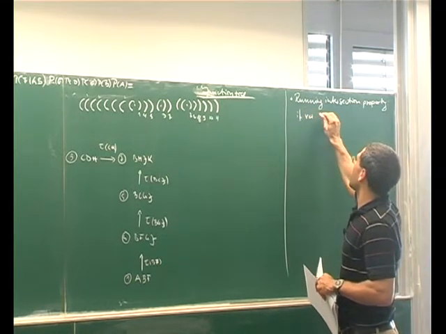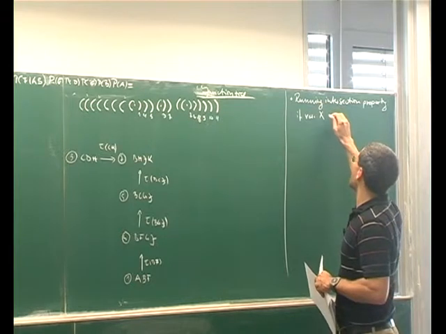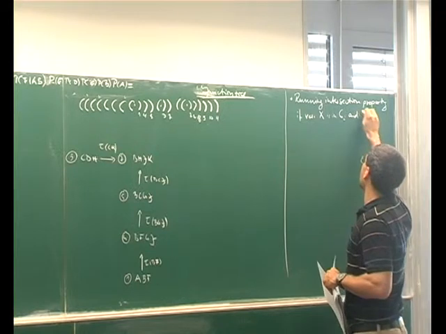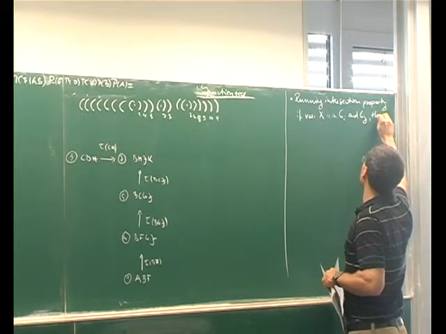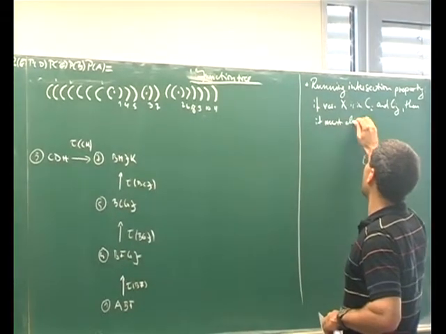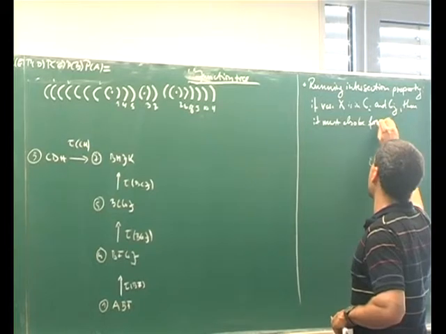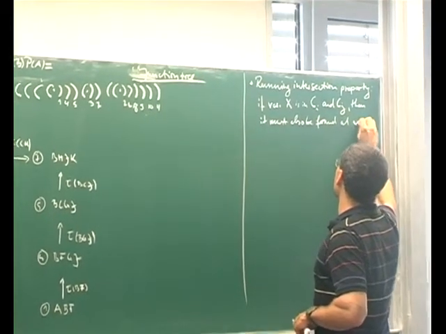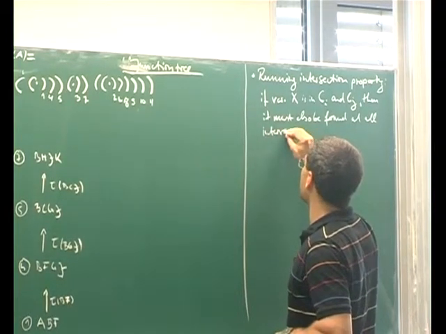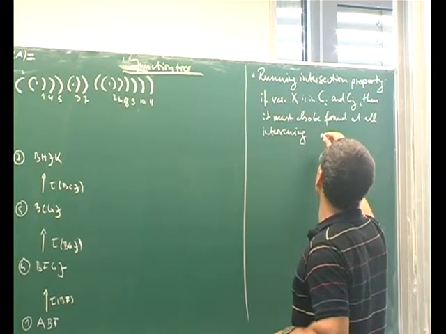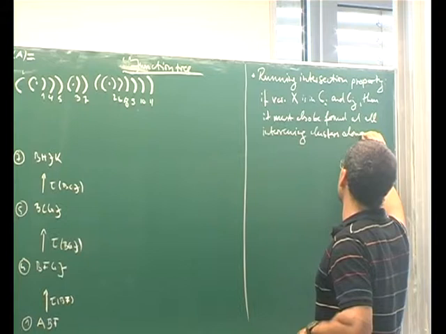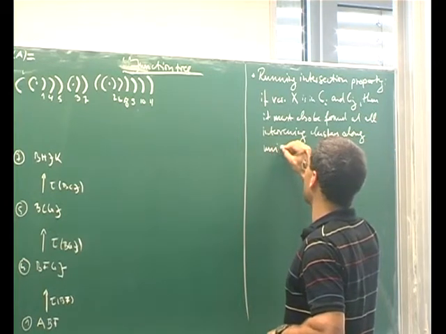So if a variable x is in cluster I and cluster J, then it must also be found at all intervening clusters along the unique path that connects Ci and Cj.